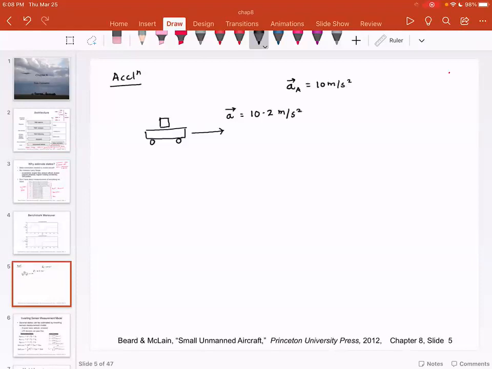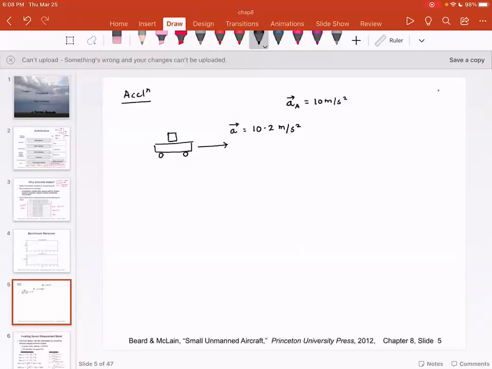And please understand, it's not going to stay constant at 10.2. It's going to vary. So for example, if the true acceleration, so let me show you the time here, time, and here is the acceleration. True acceleration is 10 meters per second square. The measured acceleration is going to be something like this. It will vary about this. So this is the measured.